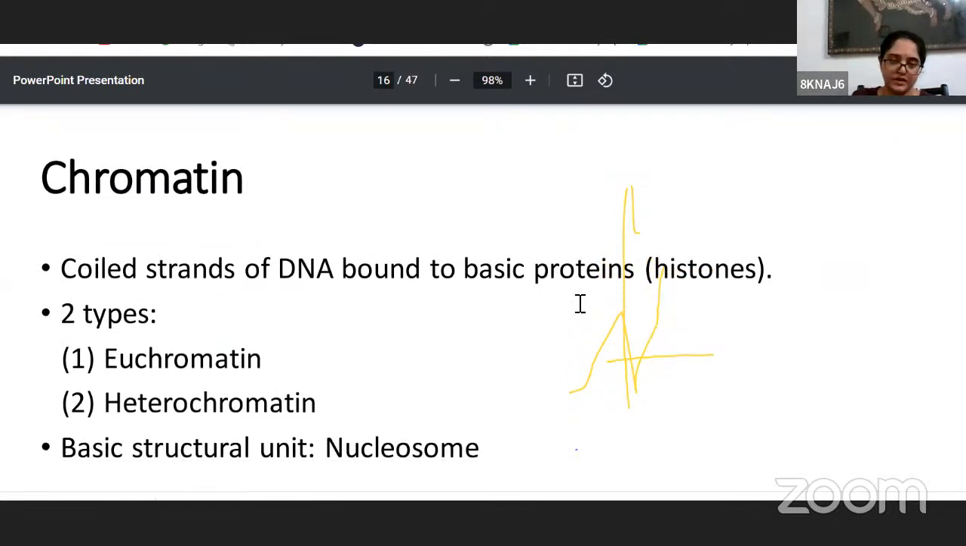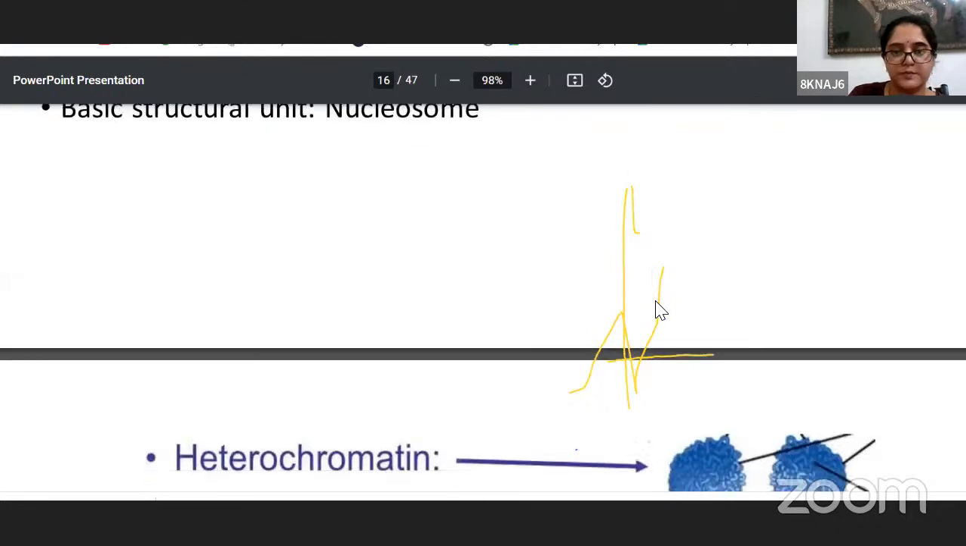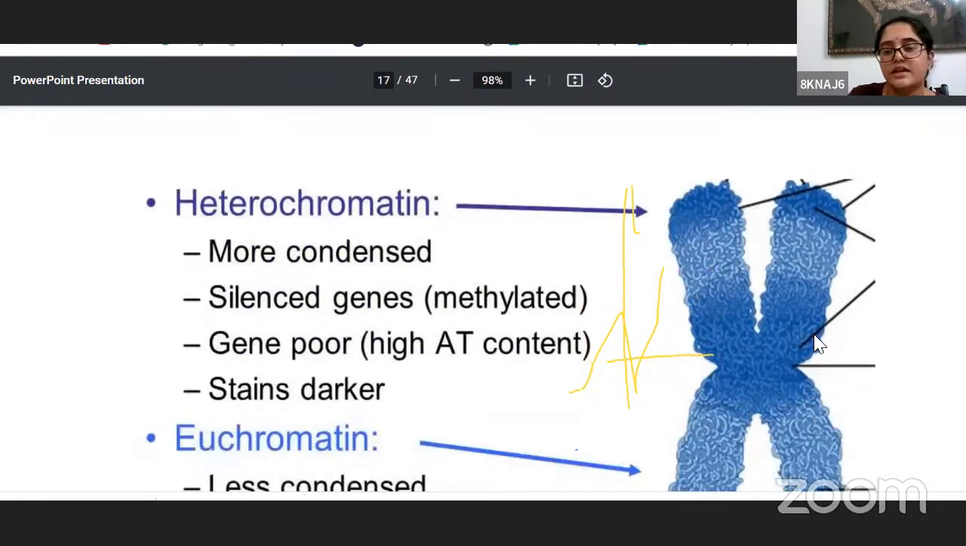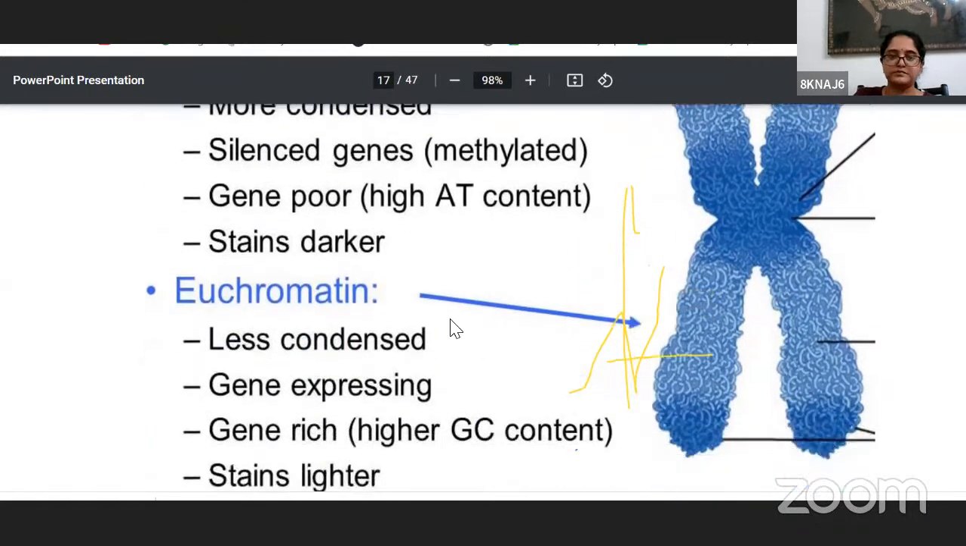So, coiled strands of DNA bound to basic proteins, that is histones. Again, you have two types over here: one is euchromatin and the other heterochromatin. So, when it comes to chromatids, the basic structure is basically a nucleosome. As you can see, the two arms are the chromatids over here, centromere over here, and then heterochromatin is densely condensed or more condensed, and it has methylation taking place and high adenine and thymine content, so it stains darker.